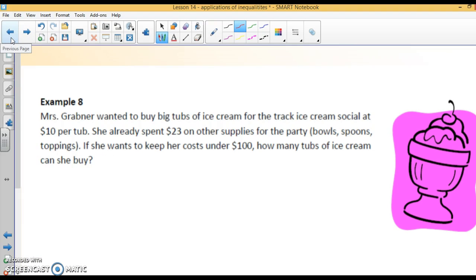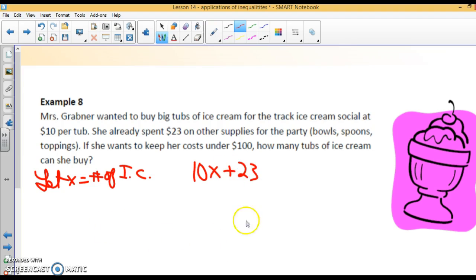Mrs. Grabner wanted to buy big tubs of ice cream for the track ice cream social at $10 per tub. She already spent $23 on other supplies for the party: bowls, spoons, and toppings. She wants to keep her costs under $100. How many tubs of ice cream can she buy? So let's let x equal the number of ice creams. So how much do ice creams cost? $10 times x. Plus, she already spent 23. She wants to keep her costs under 100, so less than 100.